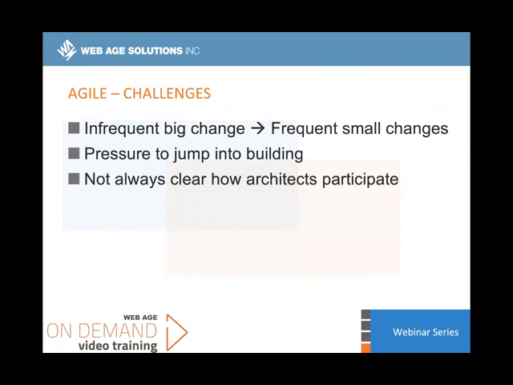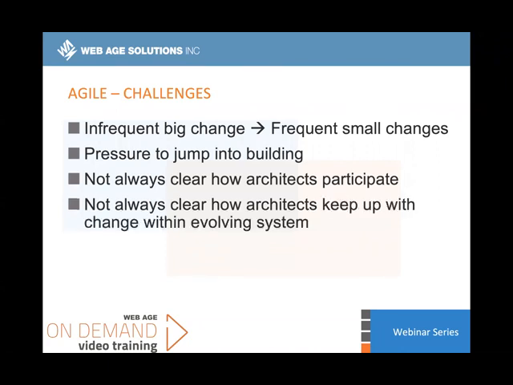How do architects really participate in the larger project, particularly when that product being developed is changing over time, that the evolution of the system being developed using this Agile methodology is constantly evolving? There's constant change. And how do architects keep up with that? In two respects: not just understanding what an Agile team is doing, but how do we contribute to that? How do we participate in that process?